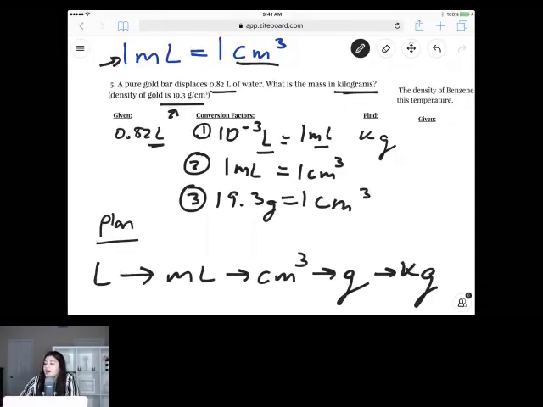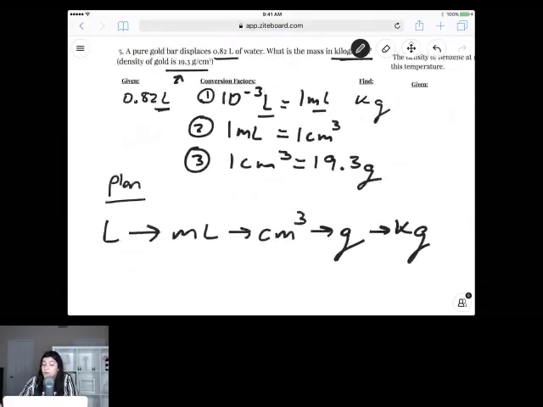Now, it doesn't matter if I actually were to swap these two. So you're able to interchange this, meaning I could have done, this is 1 cubic centimeter is equal to 19.3 grams. Okay, they both mean the same thing. So right there, we're at grams. We're still not where we want to be, right? We're finding kilograms. So our fourth conversion factor would have been 10 to the third grams, going back to the metric system, is equal to 1 kilogram.